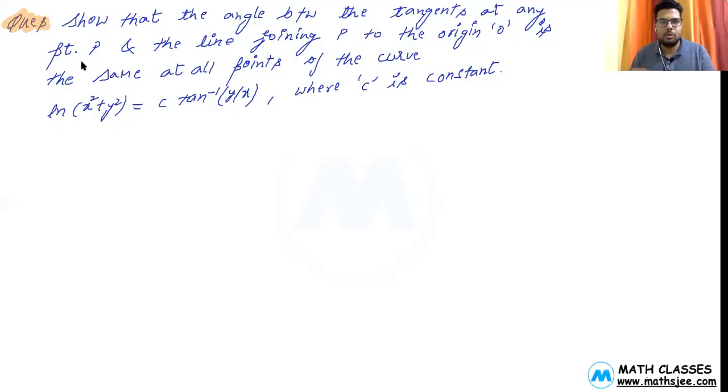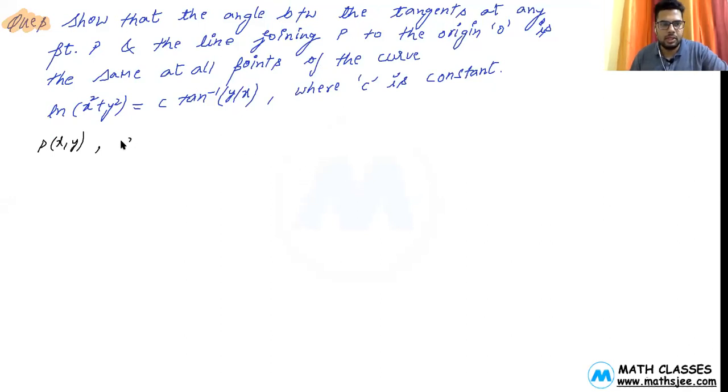So the question says that show that the angle between the tangents at any point P, right? So if you take any point on the curve, for all those points it should be true. The line joining P to the origin is same at all the points to the curve. So let us say that any point P is x comma y. So that point P is x comma y. So we will find out the tangent first of all, right, or the slope of a tangent, because we just need to find out the angle.